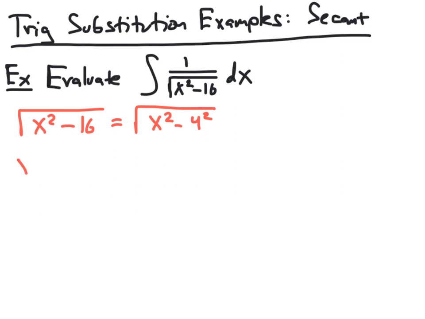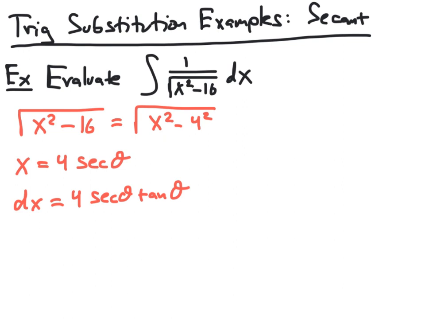And in particular, because that constant squared is 4 squared, we're going to let x be 4 secant theta. And this will be the substitution that allows us to evaluate this integral. Well, once we have x to be that, we know dx is the derivative of that, which is 4 secant theta tangent theta.